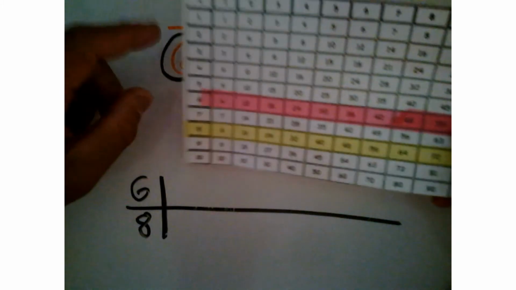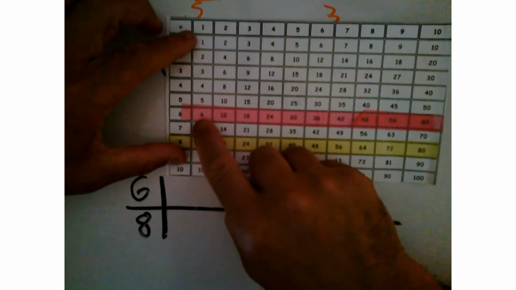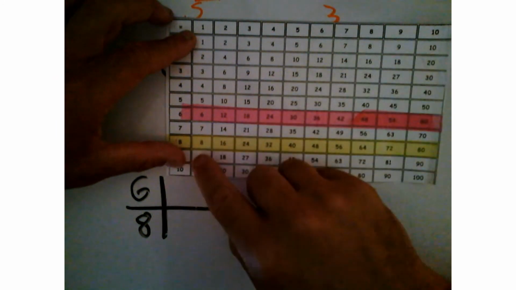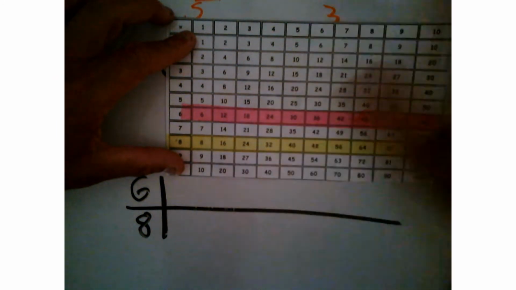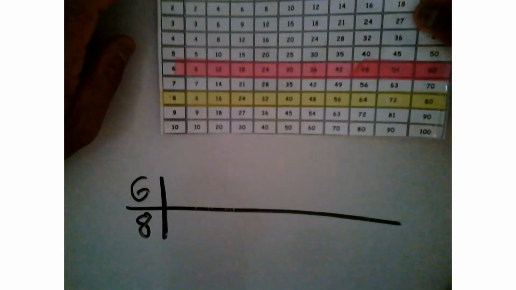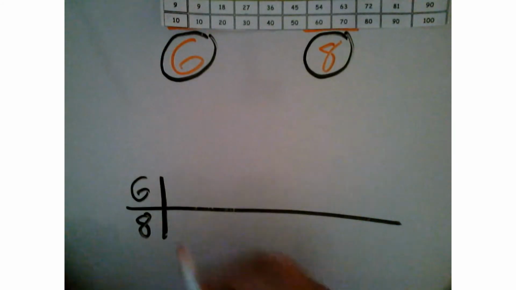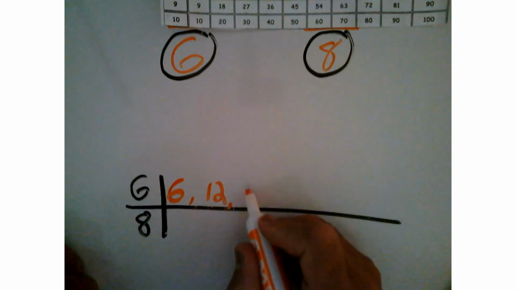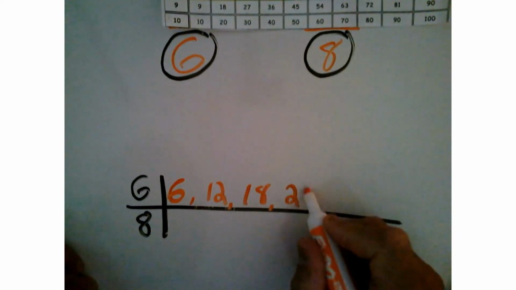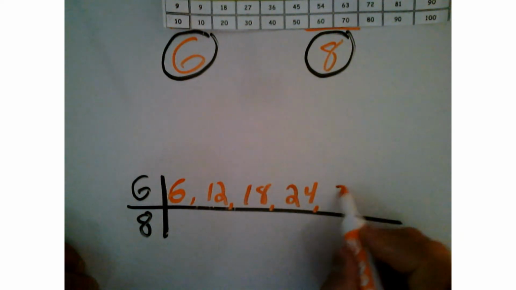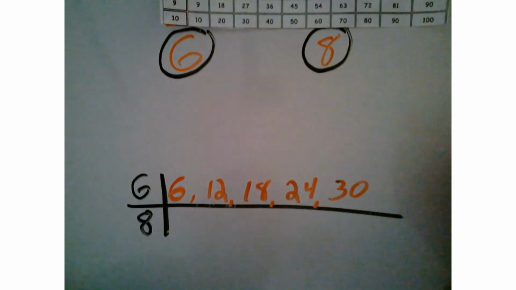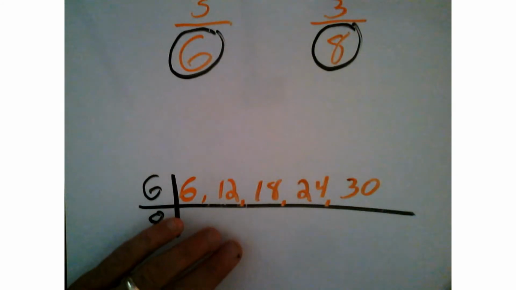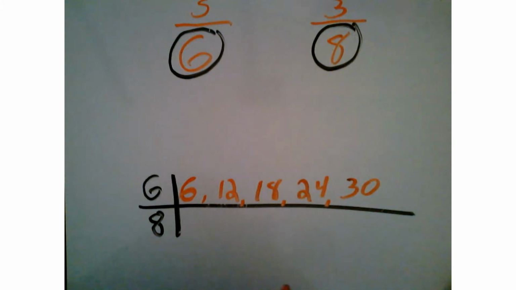I can see my multiples of 6. 6 times 1, 2, 3, so 6, 12, 18, 24, 30. And I can see my multiples of 8: 8, 16, 24, 32. I'm going to plug those into the chart. So 6 times 1 is 6, times 2 is 12, 18, 24, 30, and I'm just going to stop at 30. You can go on forever, but I'm just going to put a few of them in there and see if I find any matches, and if I don't, I can expand in a little bit.